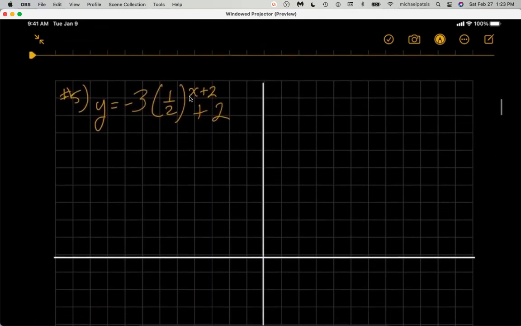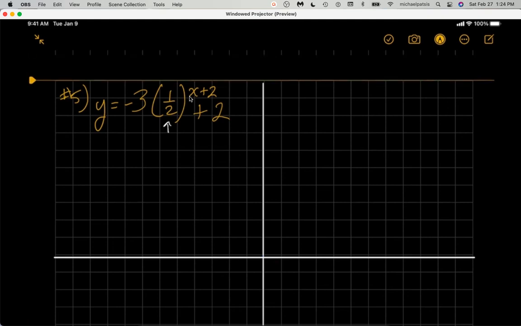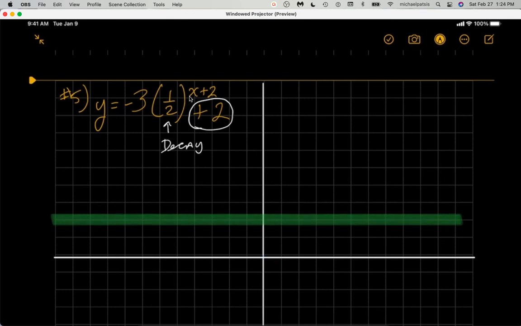Next one. Again, involving transformations. Let's do the intuition. Is it legal? Yes. This negative is not in the parentheses, therefore it is legal. I have a fraction. I'm going to have a decay problem. I know that eventually this graph is going to head towards that horizontal asymptote, which is at y equals +2. Let's label it. Let's plot our points.